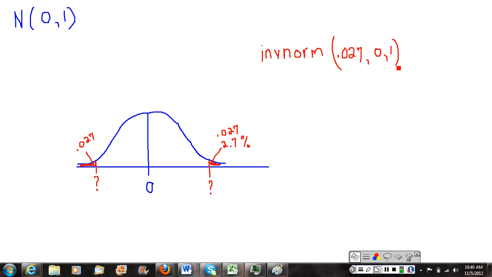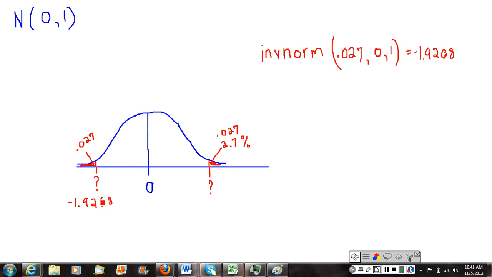So we do second vars, and then option 3 is inverse norm, and we do 0.027, then mean 0, standard deviation 1, and the number I'm getting there is negative 1.9268, so we could round that. So let me write it in here. We're getting negative 1.92. If we round there, it's going to be 68. Yep, 68. The next digit is 3, so we round to 8. So that tells me this number right here was negative 1.9268.